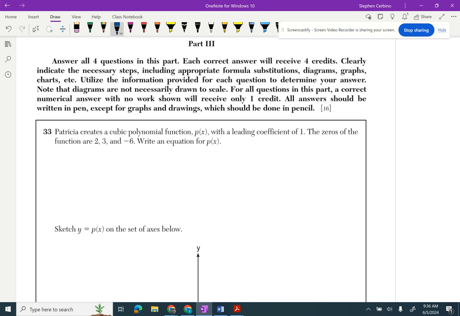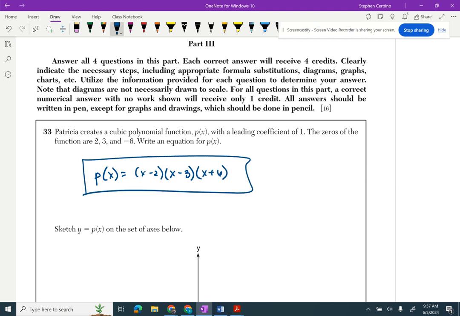And they want us to write an equation. It does not say that the equation has to be in any specific form. So you could write the equation in factored form. Since 2 is a 0, I know that x minus 2 is a factor. Since 3 is a 0, I know x minus 3 is a factor. And since negative 6 is a 0, I know x plus 6 is a factor. That is all you need to do for the first part. If you wanted to be a crazy person and multiply it all out to find the polynomial, that's fine. But it doesn't tell you you have to, so don't do more work than you have to.